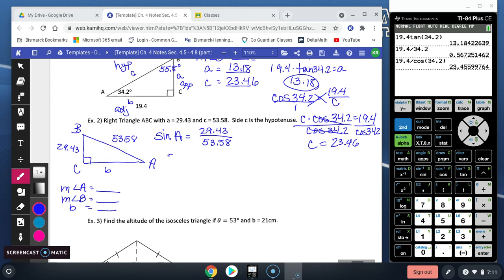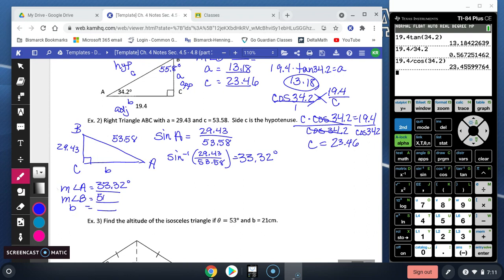Okay, in order to find the angle measure, we're going to use the inverse sine. So 29.43 over 53.58. Okay, so inverse sine on your calculator. And angle A is going to be 33.32 degrees. So 33.32 degrees.